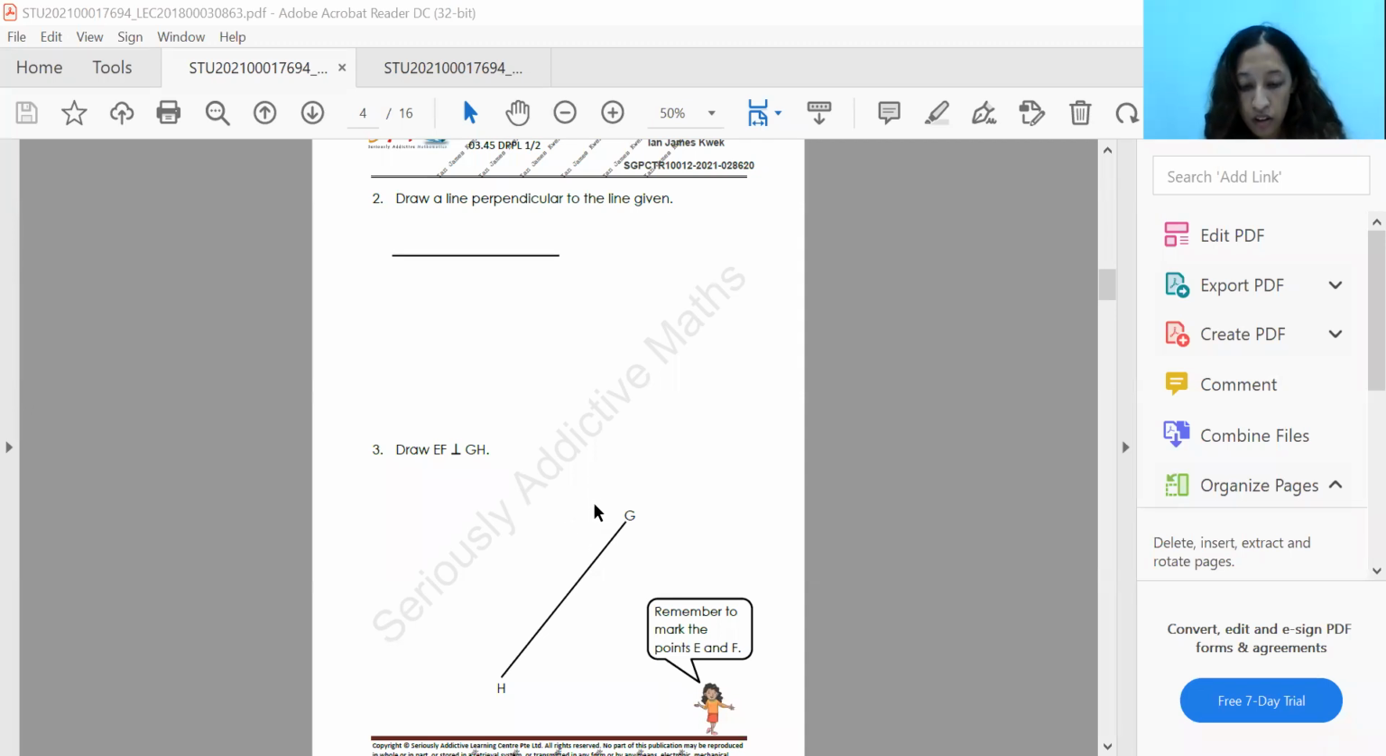So now draw EF perpendicular to GH. So GH is given. So now that they have given you this one, EF perpendicular to GH. So I would draw it right over here. Okay, let's just pretend this is a very straight line. Okay, so this one, perpendicular. So you have to mark, okay, EF. EF is perpendicular to GH. On your paper, please use a ruler, all right? Okay, so that's that for this.